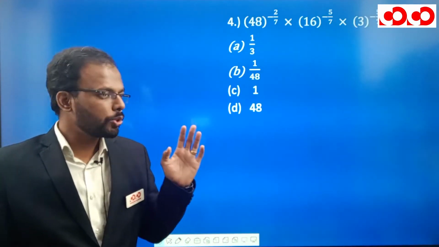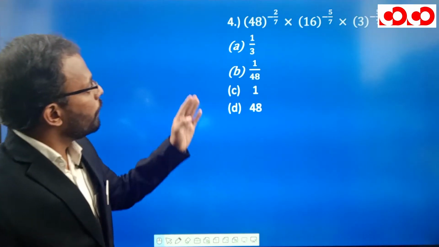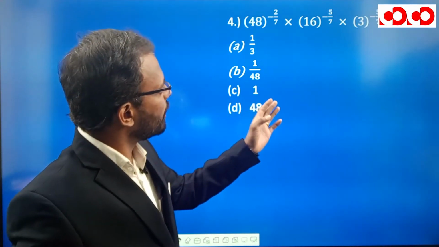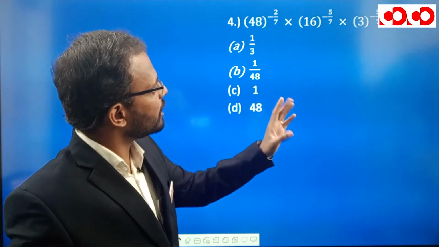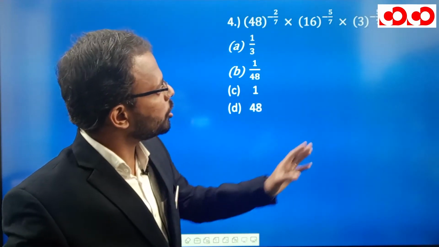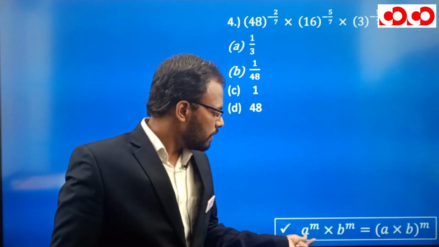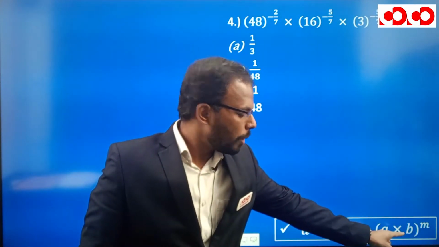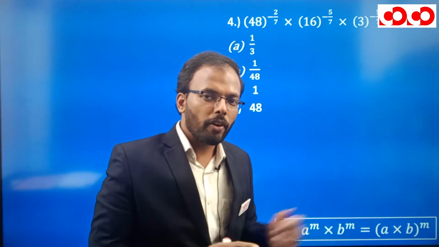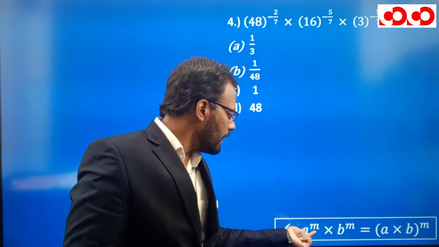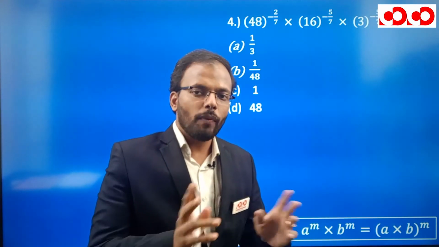So here is the next question. Let's try to solve it. We can see that 48 to the power of minus 2 by 7 is multiplied by 16 to the power of minus 5 by 7 multiplied by 3 to the power of minus 5 by 7. So the formula which we need to see is, if there are two numbers multiplied, a into b, and you are putting them to the power of n, then you can separately take the power and multiply them, and vice versa.